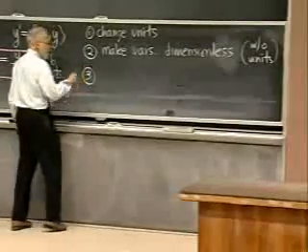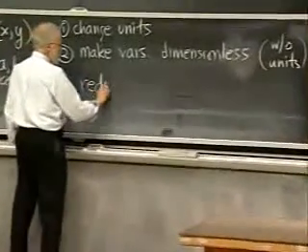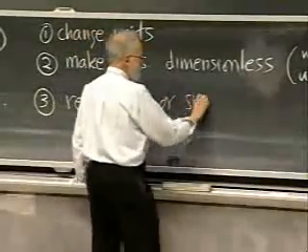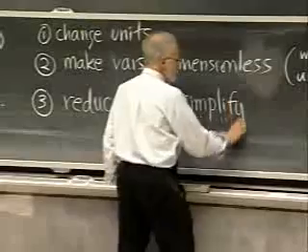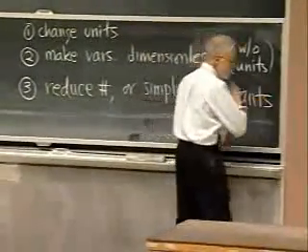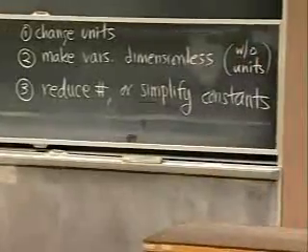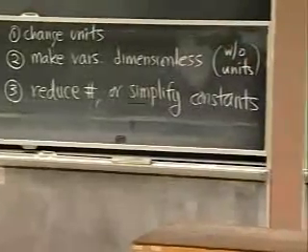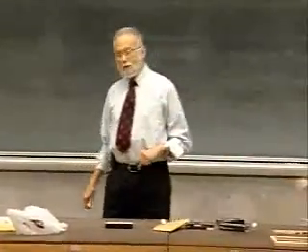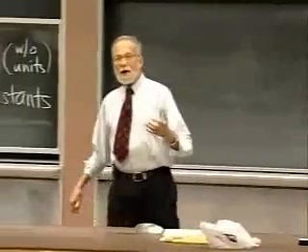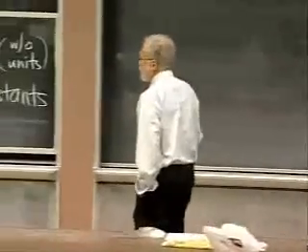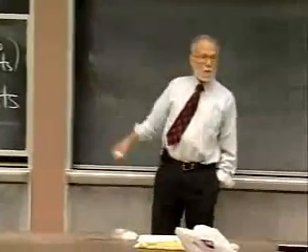And the third reason is to reduce or simplify the constants. Reduce the number or simplify the constants in the equation. Reduce their number is self-explanatory. Simplify means make them less dependent upon the critical units than the old ones were, either dimensionless also, or if you can't do that, at least less dependent. Let me give you a very simple example which will illustrate most of these things.